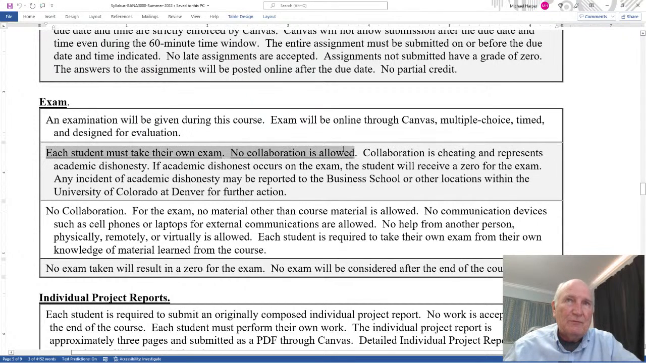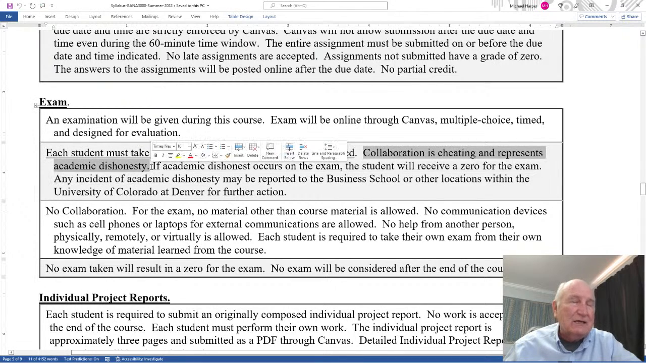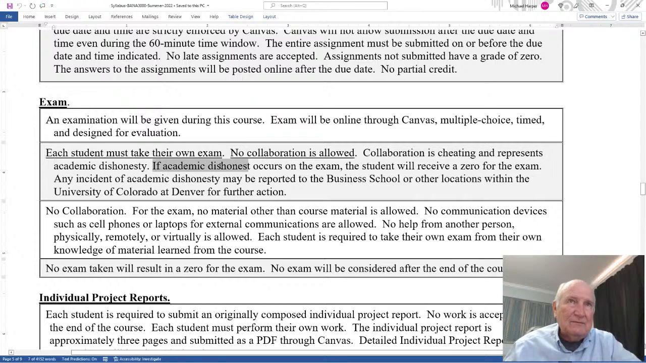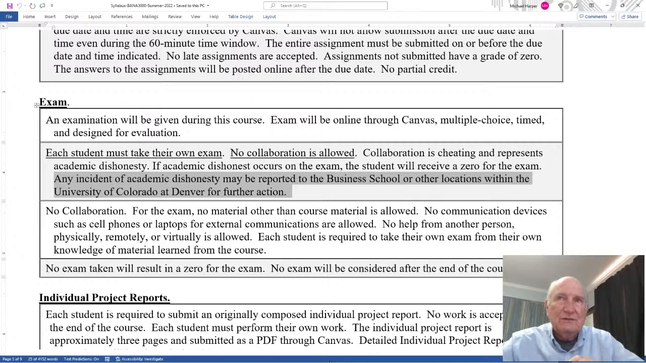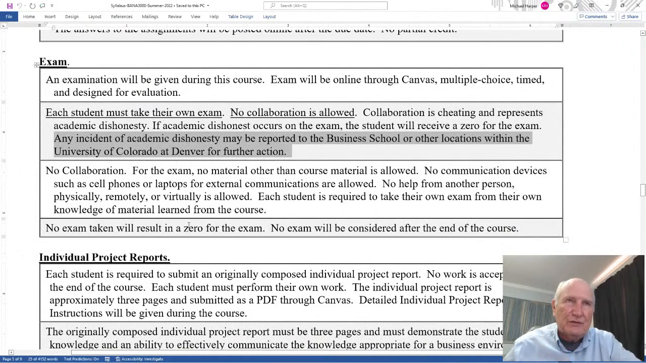No collaboration is allowed. Collaboration is cheating and represents academic dishonesty. If academic dishonesty occurs on an exam, the student will receive a 0 for the exam. Any incident of academic dishonesty may be reported to the business school or other locations within the University of Colorado Denver for further action. The business school, the college, graduate and undergraduate programs, the provost, different places, and it goes to a lot of different places when academic dishonesty occurs, and usually goes on your record.